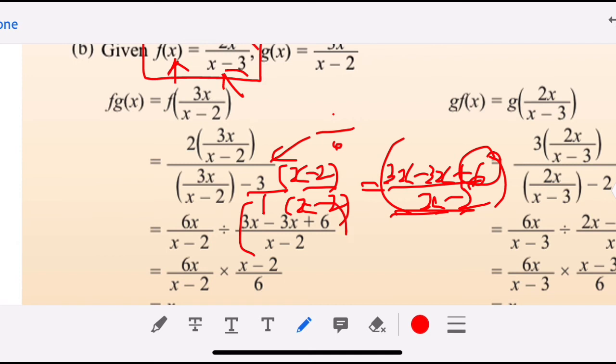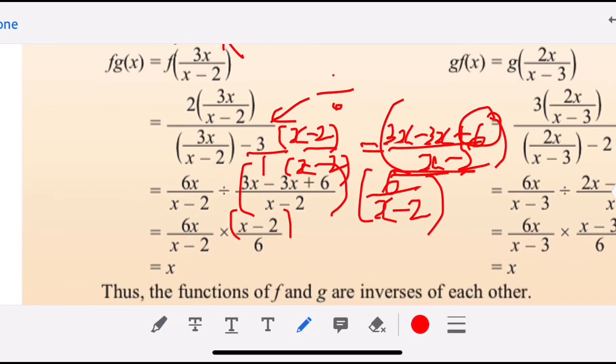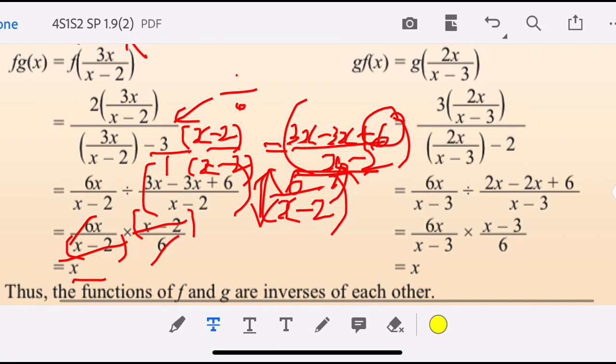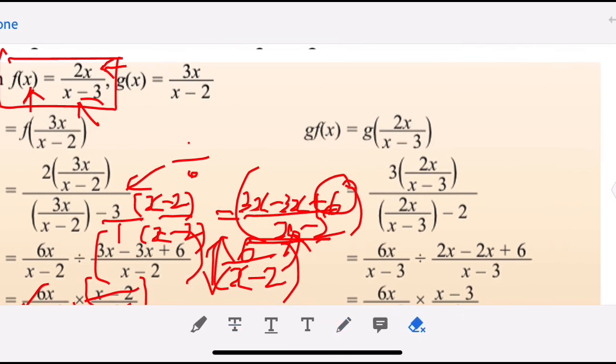So this thing is actually 6 over x minus 2. So when you divide, you want to simplify, you must actually inverse, right? So this one goes up, 6 goes down. Then only you cancel out the 6 and you cancel out x minus 2, then you will get x, right? Understand? Okay, so for this one you sub the f into g.